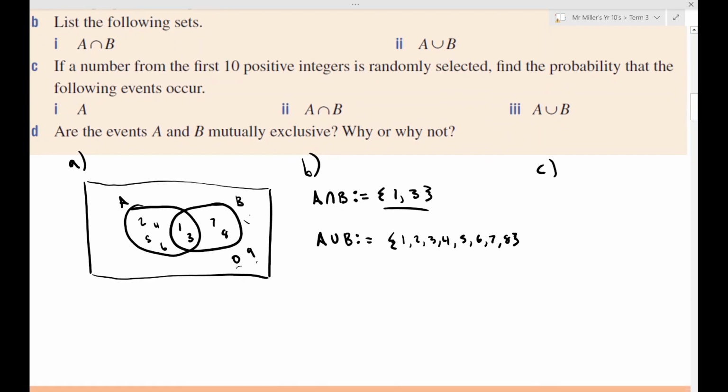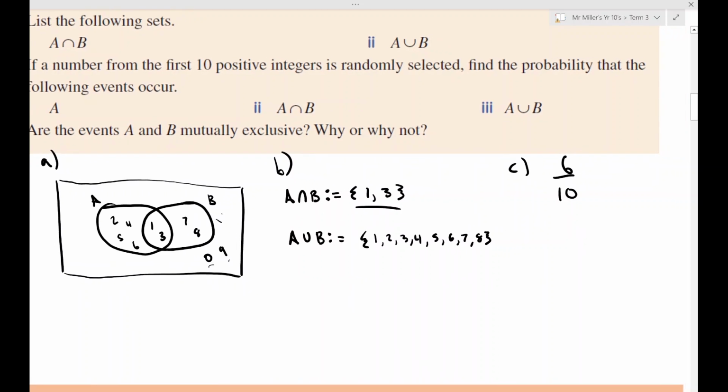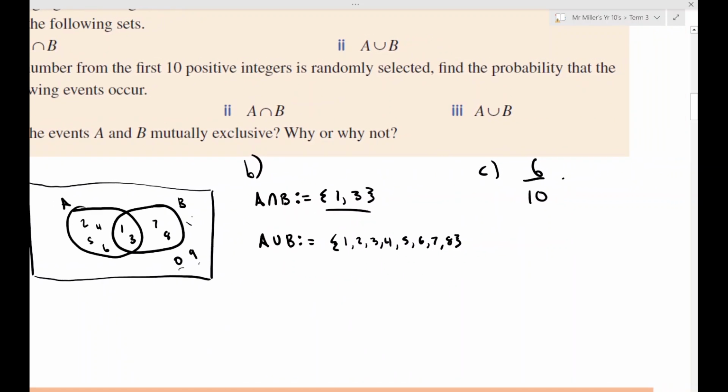Out of the 10 possible numbers, I've got 1, 2, 3, 4, 5, 6. 6 elements in set A. So 6 out of 10 is my probability for selecting a number in set A. We can simplify that, of course, to 3/5.